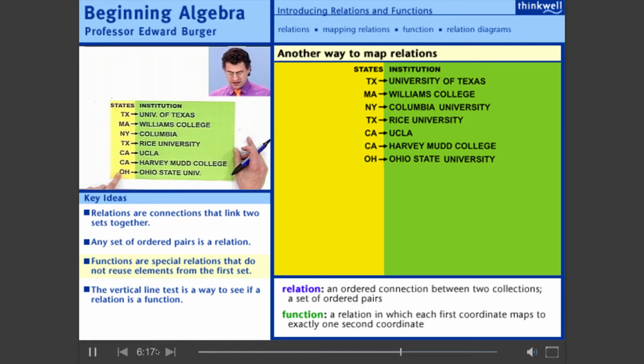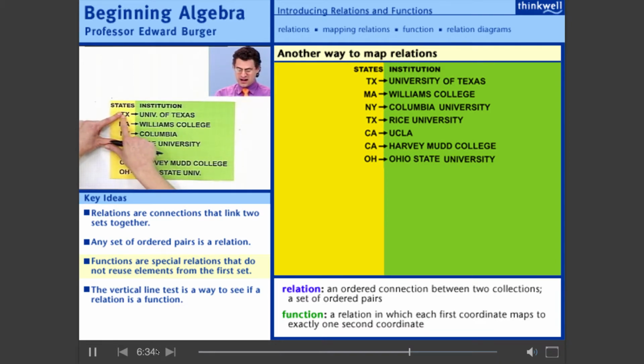Does everything here appear at most once? Well, no. You can see, for example, that California actually appears twice. So for California, we have California, comma, UCLA. We have California, comma, Harvey Mudd. So this would not be a function. Also notice that it fails because of Texas. I have Texas, comma, University of Texas, Texas, comma, Rice University.